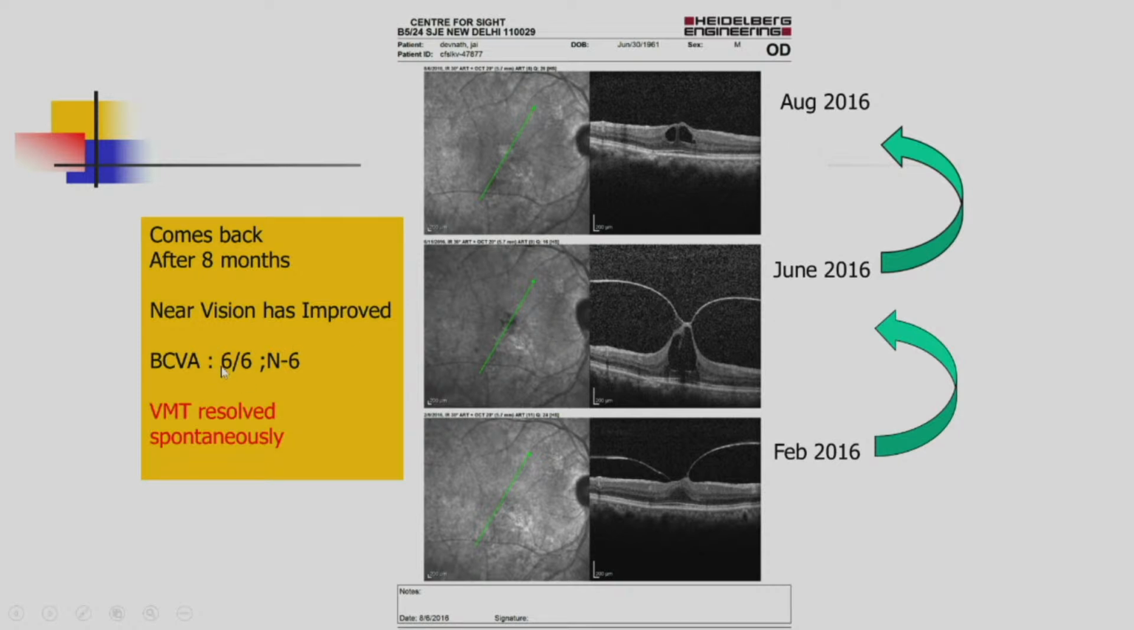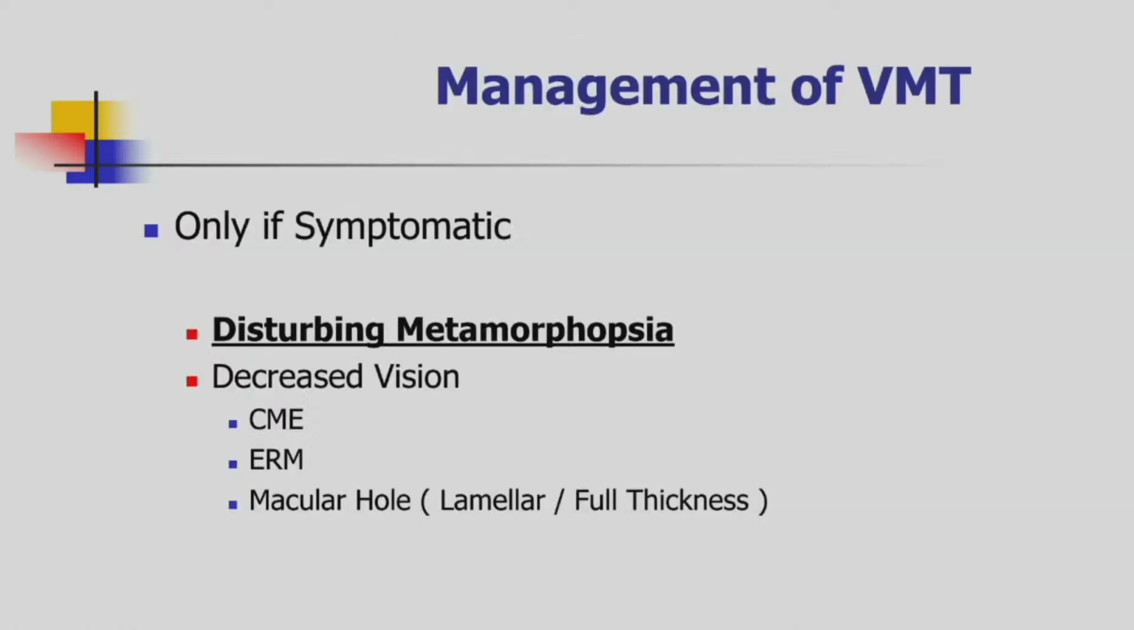So BCVA improved to 6/6, and there is spontaneous resolution of VMT. So this may also happen sometimes. So management of VMT, again to revise, is only if the patient is symptomatic, patient has intolerable metamorphopsia. Even though vision may be 6/9 or 6/6, if the patient is disturbed by metamorphopsia, it's a very annoying kind of symptom, you may intervene. And other indications could be decreased vision, CME, and macular hole formation.